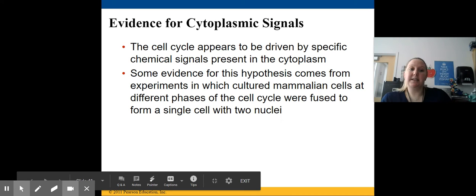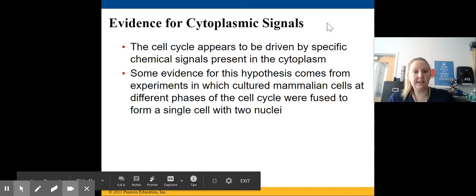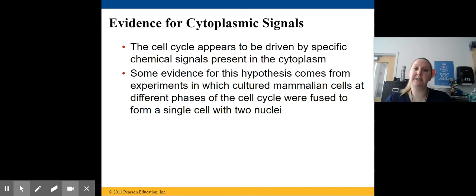There is evidence that some of these signals come from the cytoplasm. The cell cycle appears to be driven by a specific chemical signal present within the cytoplasm that tells the cell when it's time to move to the different stages of the cell cycle. Evidence for this hypothesis comes from an experiment in which cultured mammalian cells at different phases of the cell cycle were merged together to see what would happen.